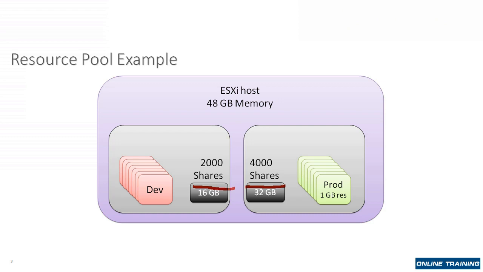And so during times of contention, here's the allocation of memory that each resource pool would get. The dev pool would get 16 gigs. The prod pool would get 32 gigs based on their share values. I can even create a child pool within a resource pool, put certain virtual machines in that, and give that child pool shares, limits, and reservations. And what will happen is the child pool will actually draw upon the resources of its parent pool, right? Just like these virtual machines draw from the resources of the parent pool.